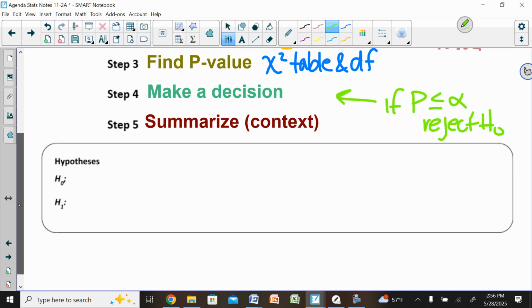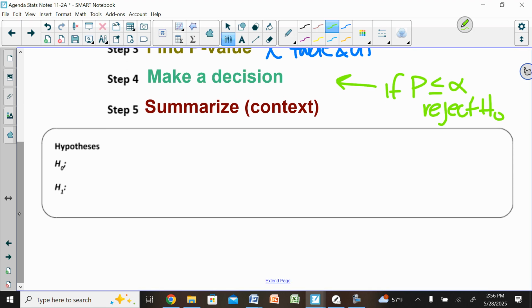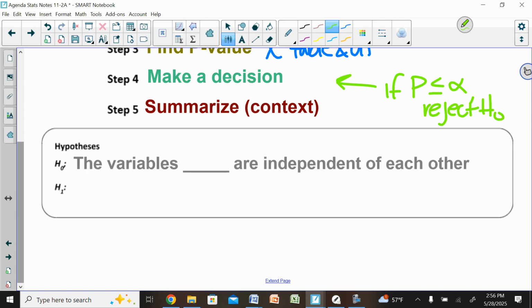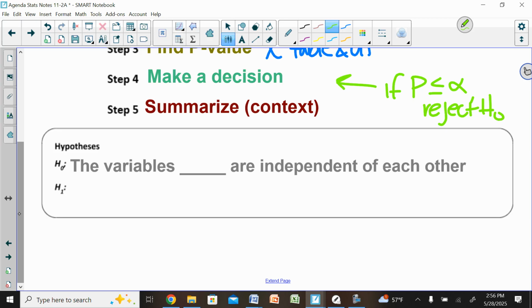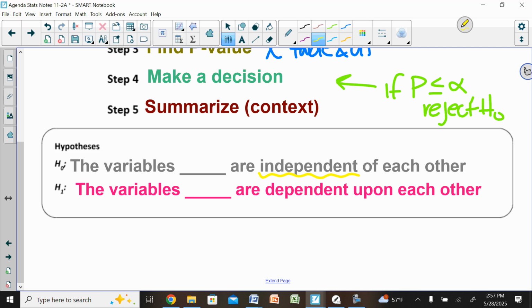So our hypotheses, this is where we get into the weeds a little bit, because we don't have our old parameters and all those things when we do this test. We're going to use context, but for H sub 0, we just say that the variables, nurses and doctors and which procedure they prefer, are independent. Our H sub 0 is always independent. That's what we're assuming, that they have no effect on each other. So we either reject or do not reject that. Our H sub 1 is that the variables are dependent upon each other.